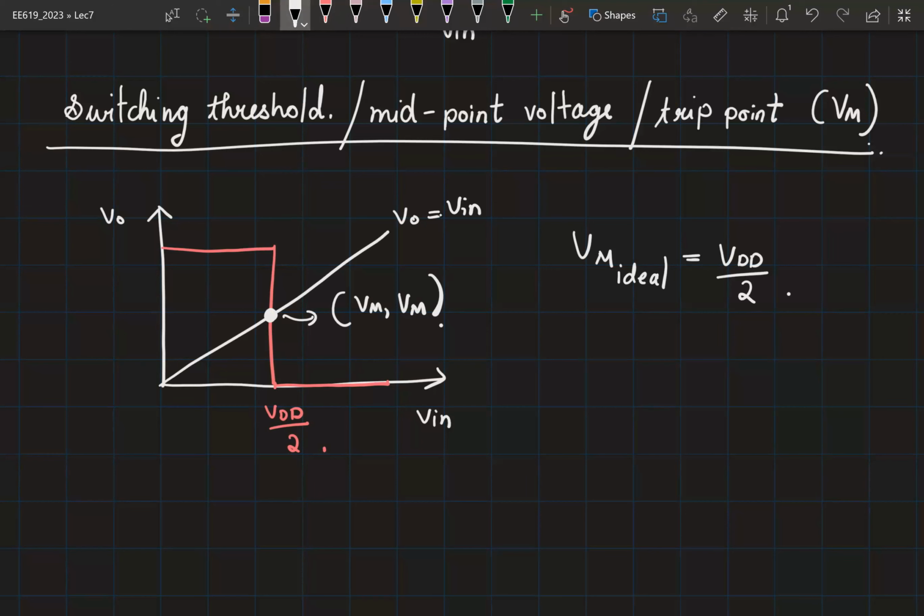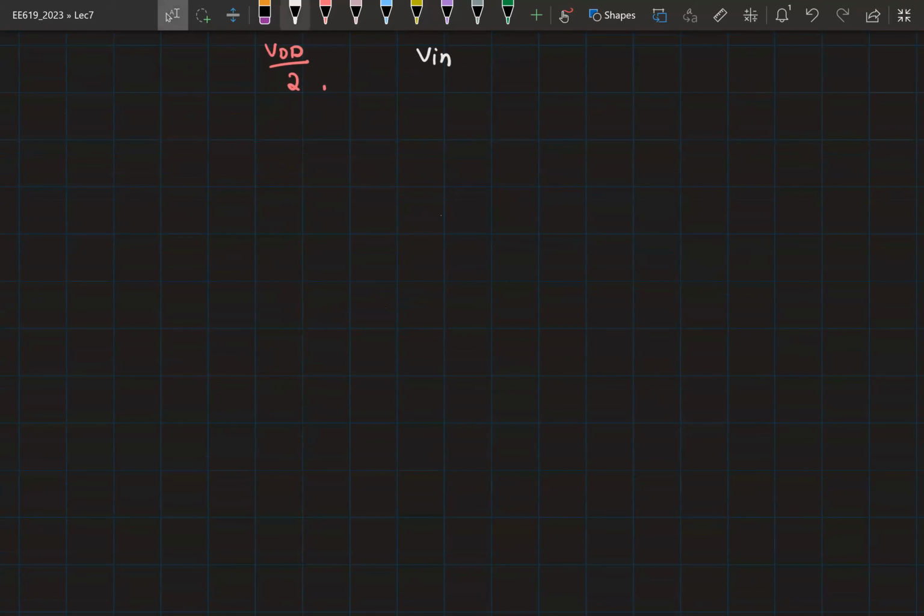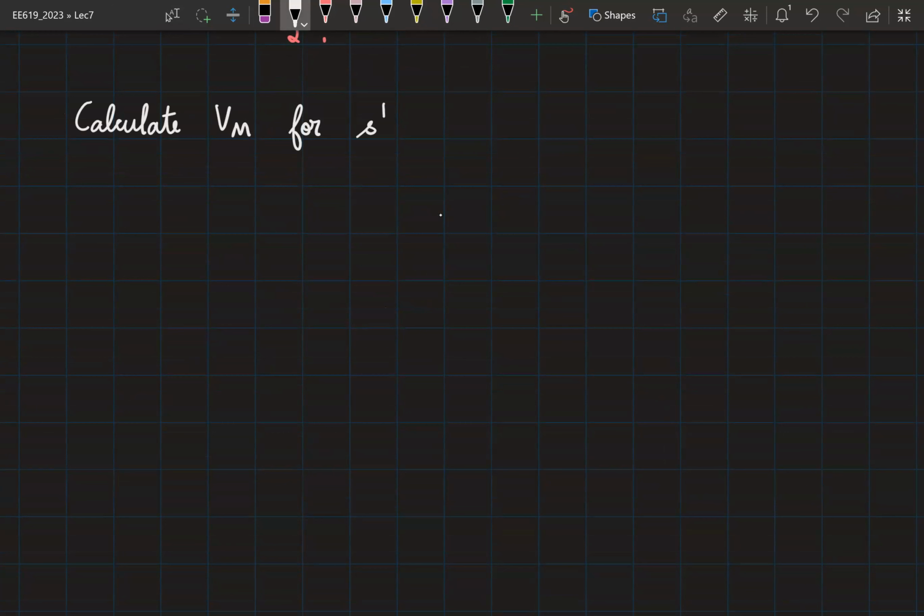Okay. So now that we have revised what the ideal trip point is, let us do the calculation for the inverter. We are going to calculate the switching threshold for an inverter, and we'll do the calculation in 2 parts. We will first assume that the inverter consists of short channel transistors, and see what we can understand from the equations that we derive. Following this, we'll repeat the calculation for an inverter consisting of long channel transistors. So let us calculate Vm for a short channel inverter.